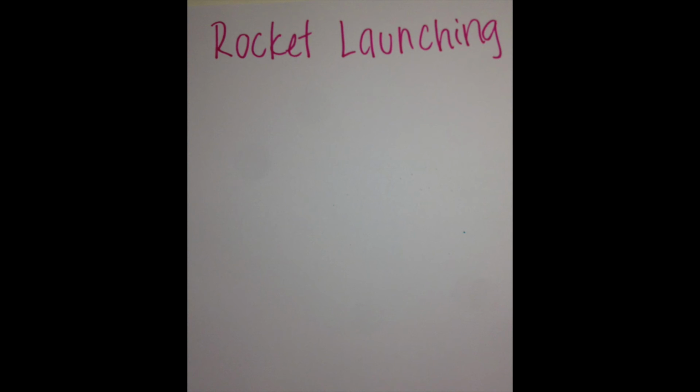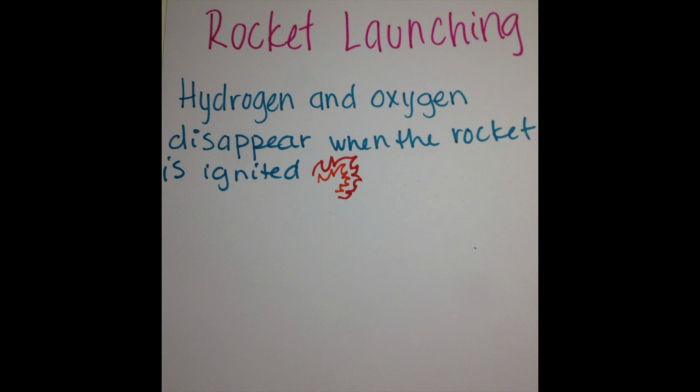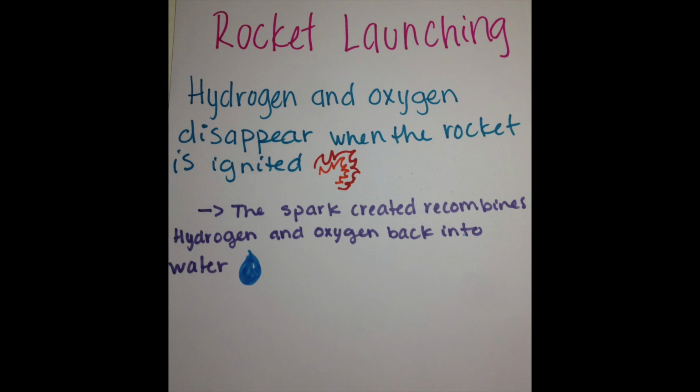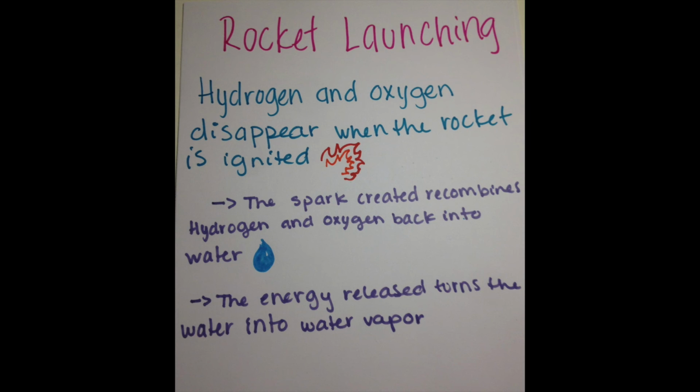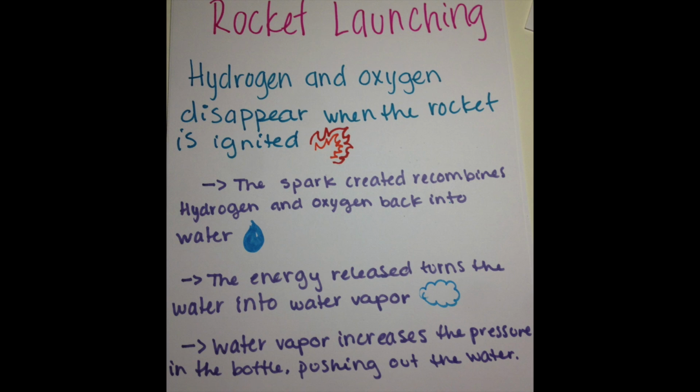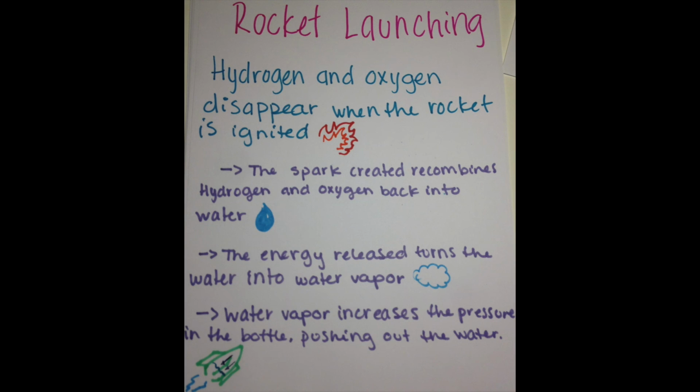Both reactants disappear because when the rocket is ignited, these chemicals, oxygen and hydrogen, become water. However, since the spark contains so much energy, this water is vaporized. This water vapor is what increases the pressure of the water as it is shot.